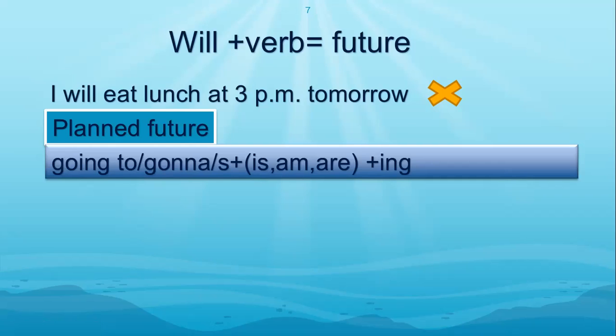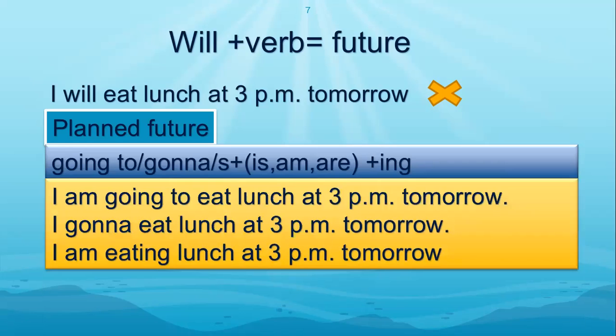You have three patterns when you talk about planned future. This is planned, right? And will also is future, but it is not planned future. It is a different future. We are going to learn that on a different day. So now you say, I am going to eat lunch at 3 p.m. tomorrow. I'm going to eat lunch at 3 p.m. tomorrow. I'm eating lunch at 3 p.m. tomorrow.